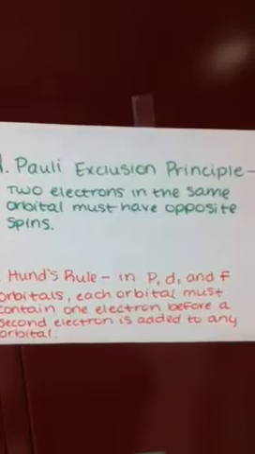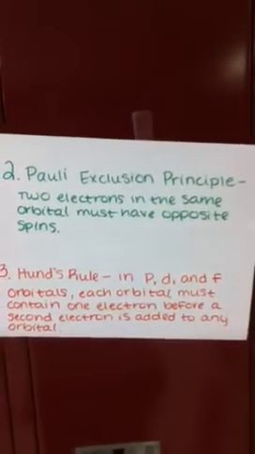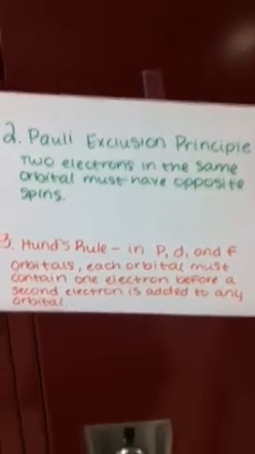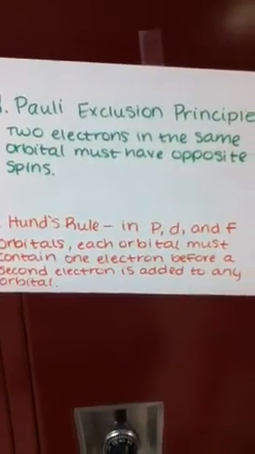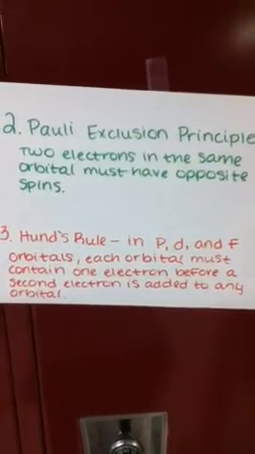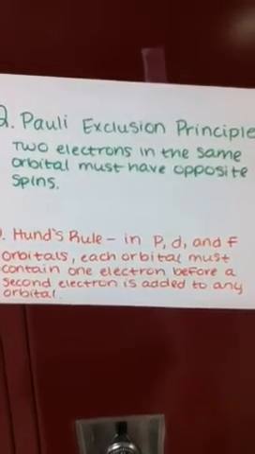The second rule, Pauli exclusion principle: 2 electrons in the same orbital must have opposite spins. The third rule is Hund's rule. In p, d, and f orbitals, each orbital must contain 1 electron before a second electron is added to any orbital.